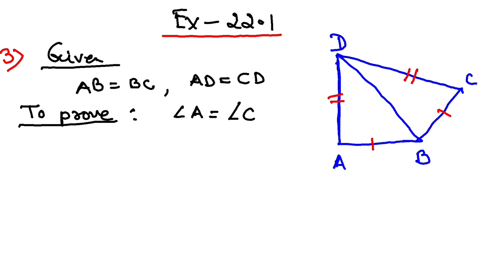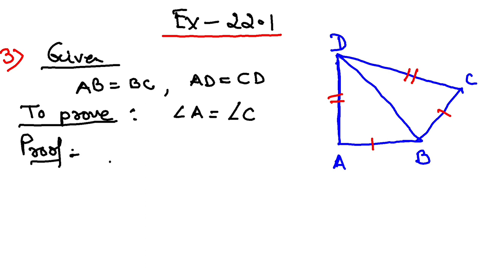ABCD is a quadrilateral and there are two triangles basically over here, ABD and BCD. What is given is that AB is equal to BC, single marks, and AD equal to CD, double marks. And you have to prove that angle A is equal to angle C. Now you have learned the congruence rules. So there are two triangles here. Let's write the proof here.